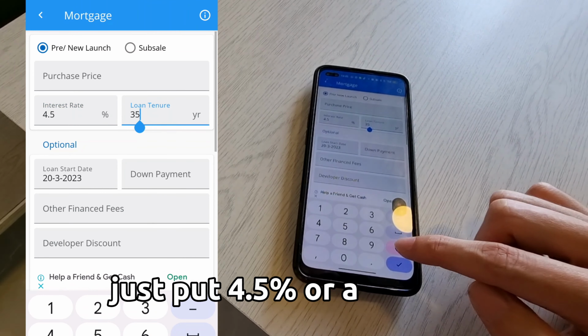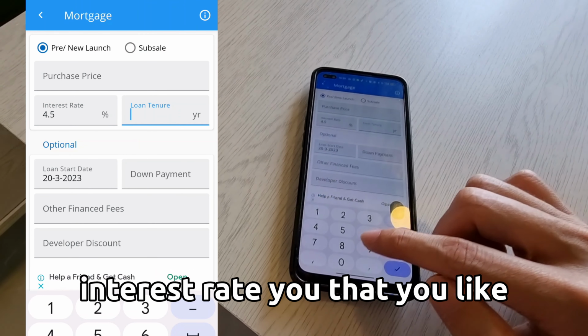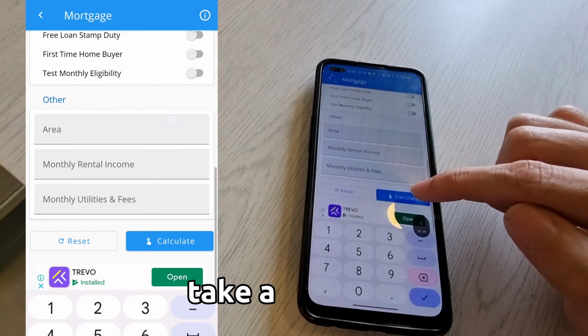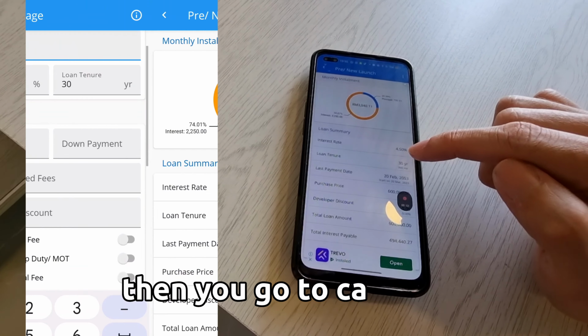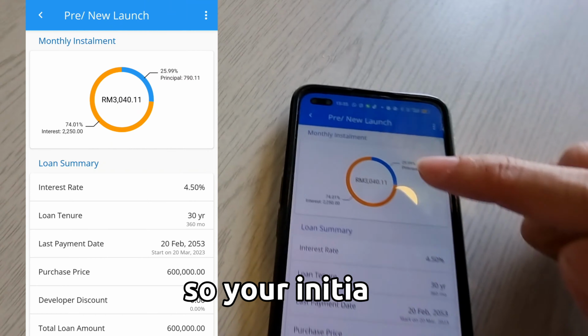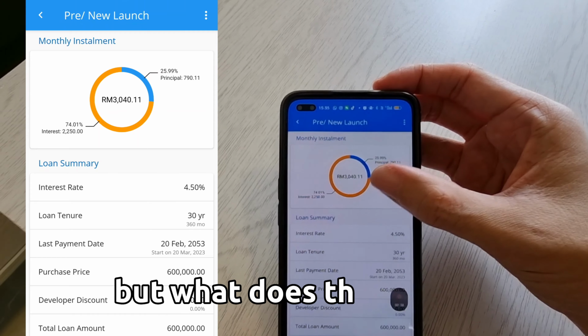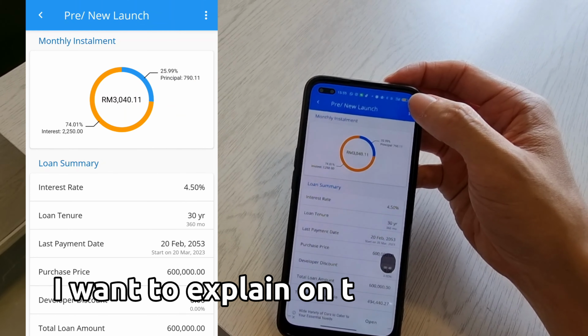Interest rate, just put 4.5 or any interest rate that you like. Then just put 30 years. Then your purchase price 600,000. Then you don't need to set up anything. Assume that we really take a full loan. Then you go to this one, calculate. So initially, of course, you will know the monthly installment is 3,000. But what does this tell us? I want to explain on the 80%, right?